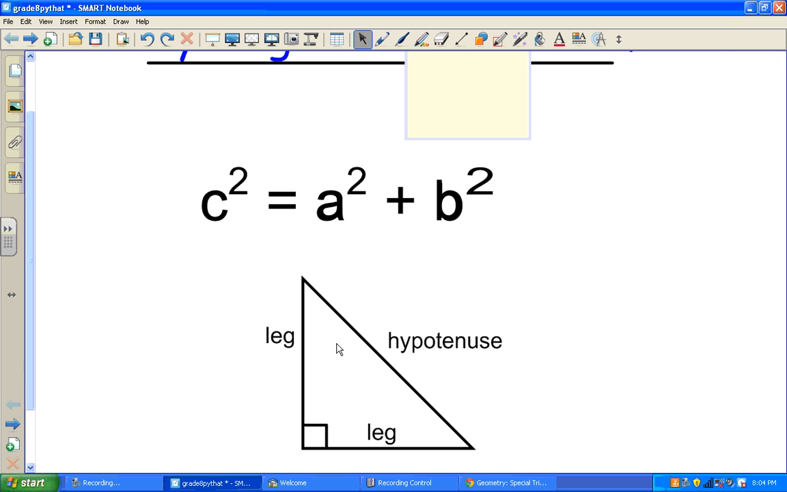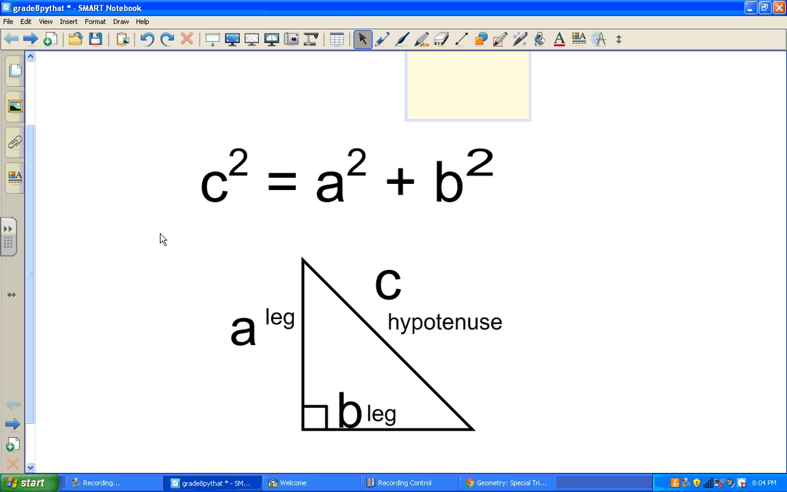Now, in order to identify which one is A, B, and C, the hypotenuse will be C, and the other two legs will be A and B. Which one you make A and which one you make B doesn't really matter if you mix them around, as long as you have C labeled correctly. So we'll use this formula to figure out any one of these that are missing, as long as we have two of them.